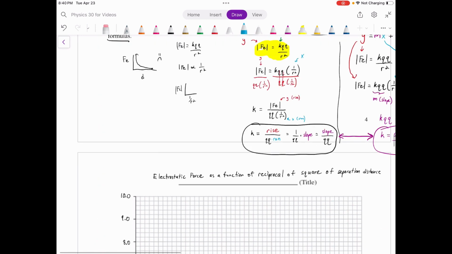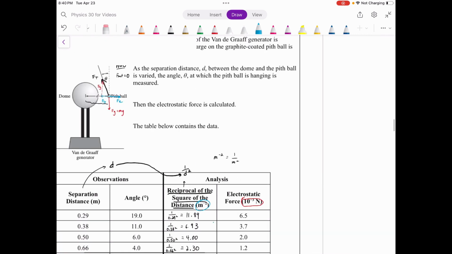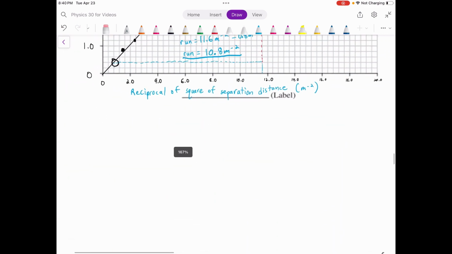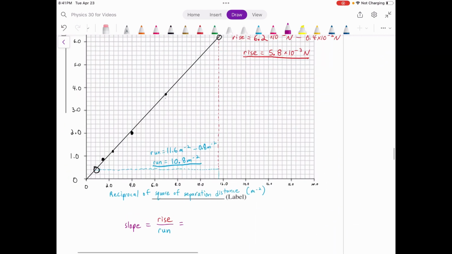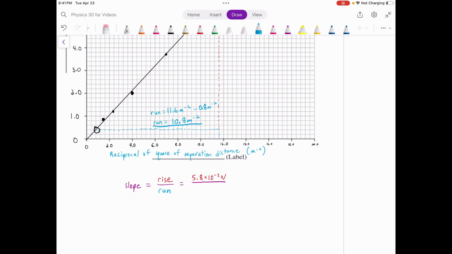Okay, so remember what we said. We said we could calculate the Coulomb's constant by getting the slope and dividing it by the product of the charges. So let's get the slope, and then we'll divide it by the product of the charges on the pith ball and the Van de Graaff generator. So slope is just rise over run. And from our graph, we got a rise of 5.8 times 10 to the negative 3 newtons, and a run of 10.8 inverse squared meters, okay? So divide those two and we'll get the slope. So I get that the slope is 5.37037037 times 10 to the negative 4.